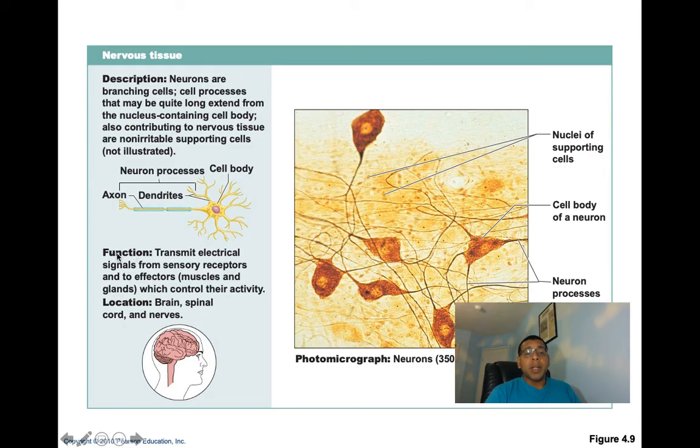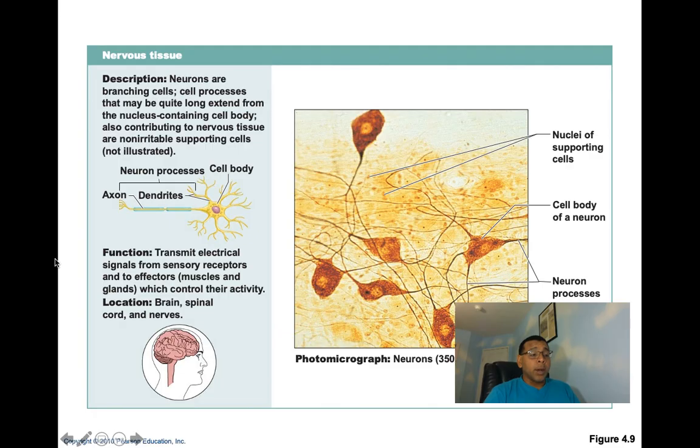What's the function of these cells? They transmit electrical signals from our sensory receptors to our effectors, which are going to control the activity basically of muscles and glands. Where do you find nervous tissue? Nervous tissue is going to be found in the brain, in the spinal cord, and also making up nerves.